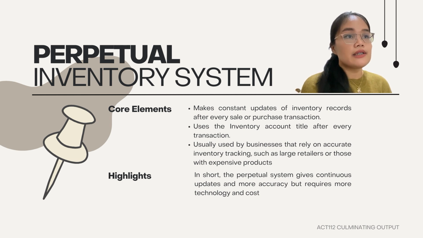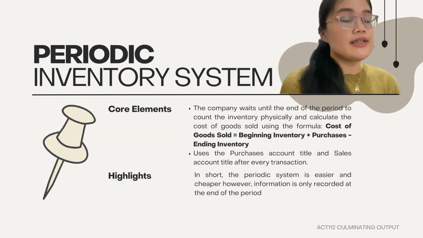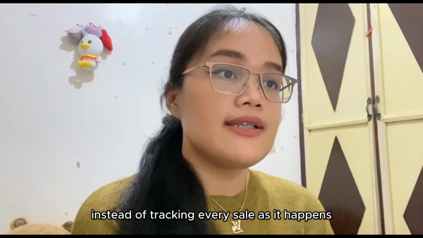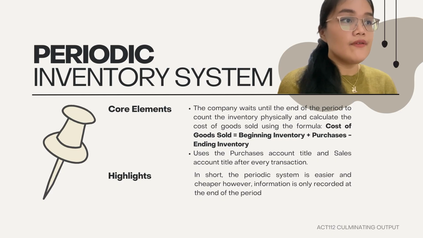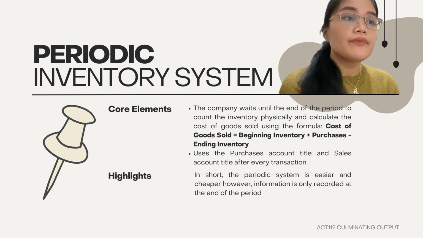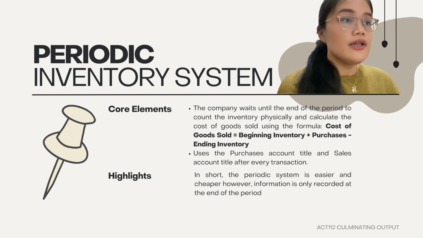The perpetual inventory system is usually used by businesses that rely on accurate inventory tracking, such as large retailers or those with expensive products. On the other hand, the periodic inventory system only updates inventory records at the end of the period. Instead of tracking every sale as it happens, the company waits until the end of the period to count the inventory physically and calculate the cost of goods sold using a formula. So the formula used is: cost of goods sold is equal to beginning inventory plus purchases less ending inventory. Instead of using the inventory account title, it uses purchases and sales when making those separate transactions.